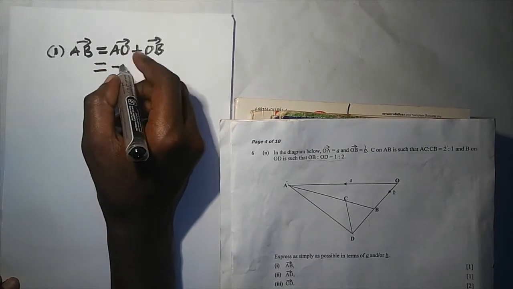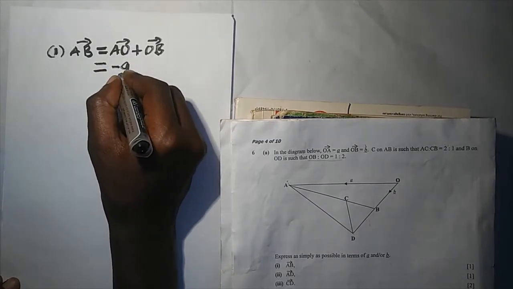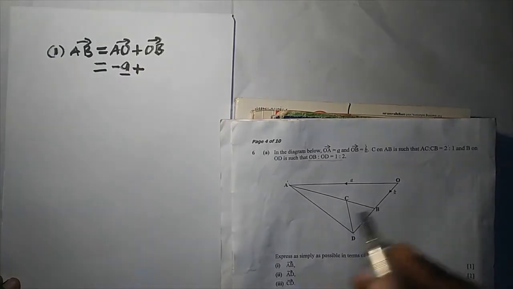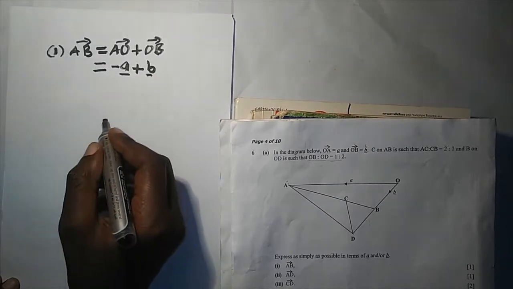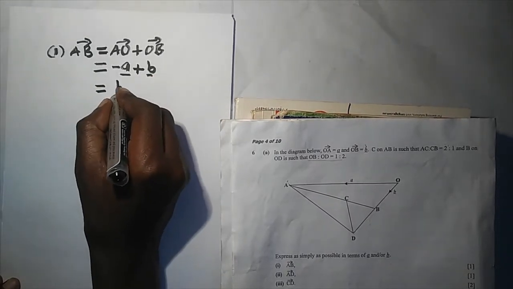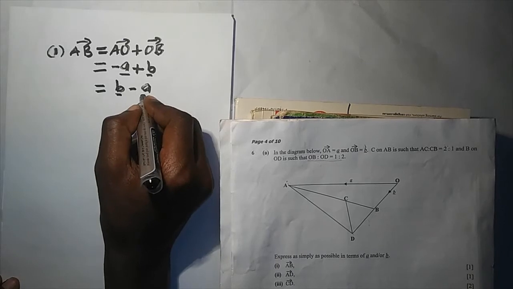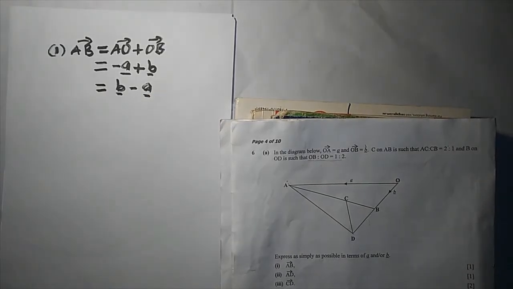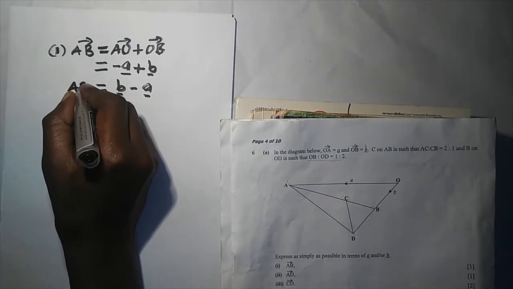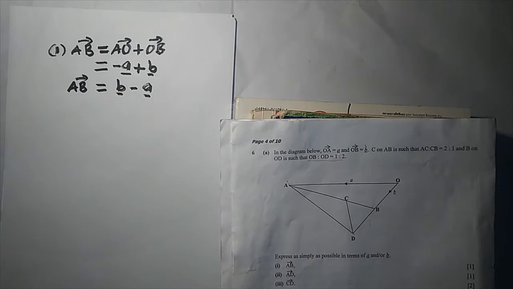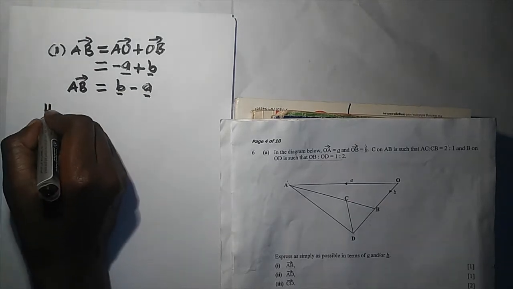So we have negative A plus OB, which has been given as B. You can leave it like this, or you can write it as B minus A. So that is our vector for AB. The first question, which says find AB, that is how we find it. We write the formula for that vector. So we go to question 2 now.